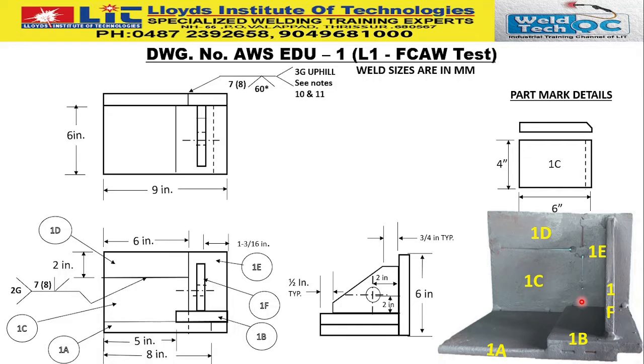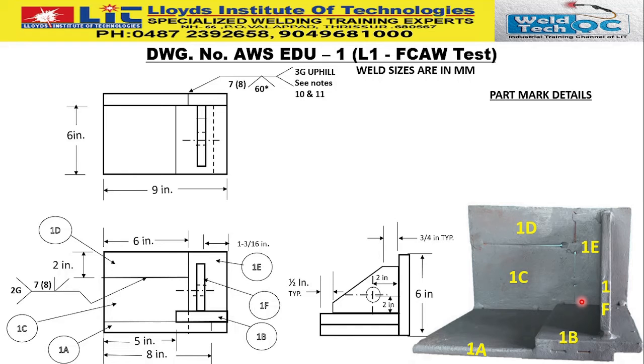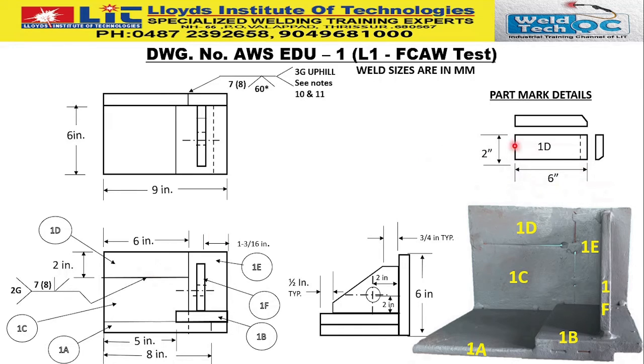Now let us see 1D. 1D is this small portion. It is 6 inch by 2 inch, and in the front view itself the dimension is available. So let us see its shape. Yes, this is the 2 inch width and 6 inch length, and one side has edge preparation, because from the other side you have to weld it according to the welding symbol. It will appear, and I'll explain it to you.